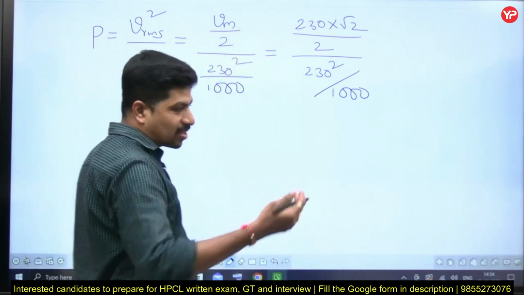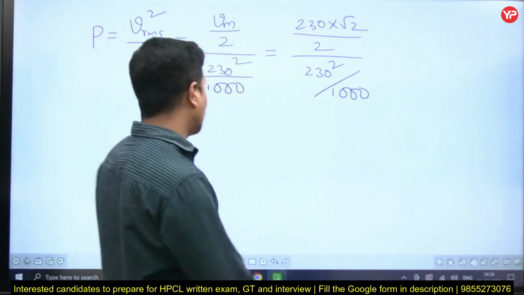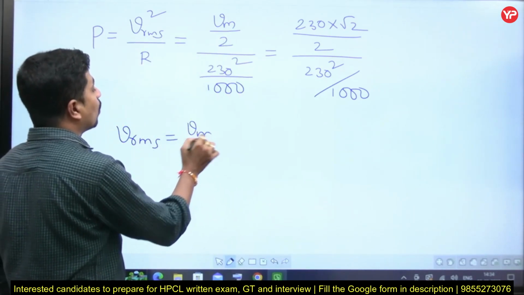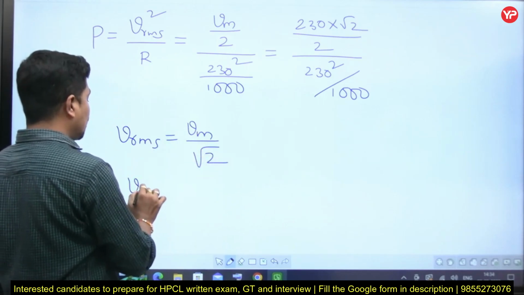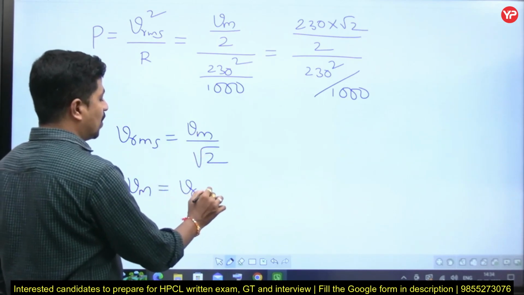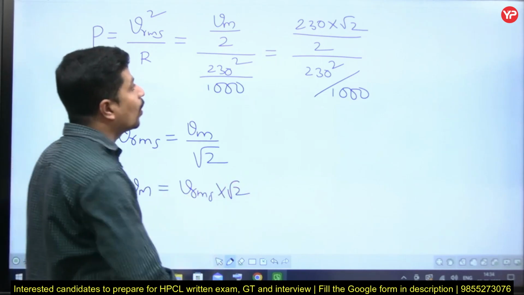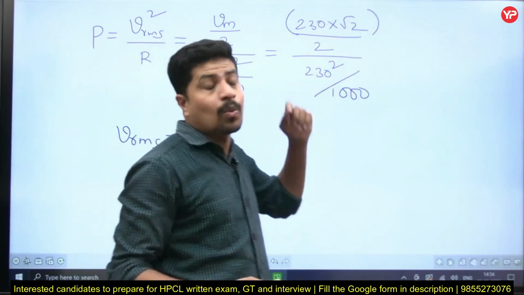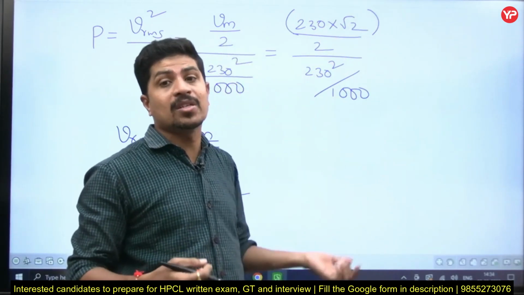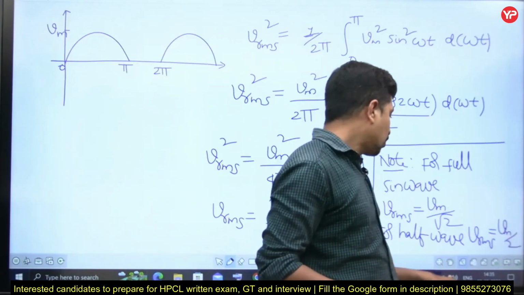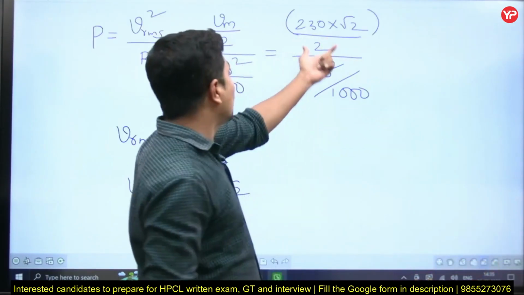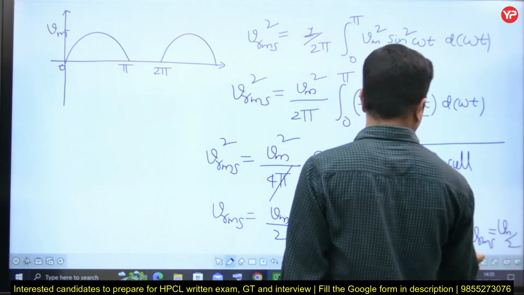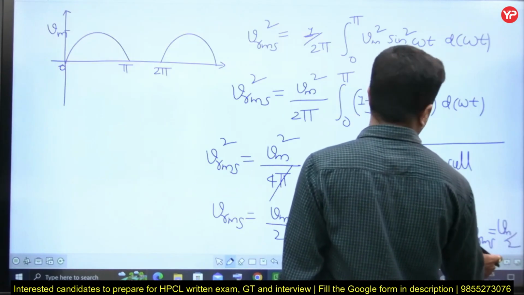So what is the relationship between maximum voltage and RMS value of a sinusoidal waveform? For a sinusoidal waveform, Vrms is equal to Vm by root 2 for full wave. Yes, Vm is equal to Vrms into root 2. The question gave Vrms as 230, from that I found Vm. But what is the half-wave rectifier output RMS value? Vm by 2, it is not by root 2. Vm by 2, by resistance value 230 square by 1000. Solve it, you are going to get the answer. Next question.